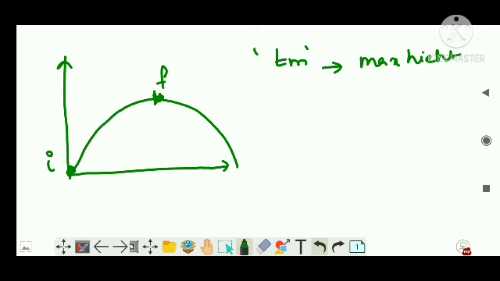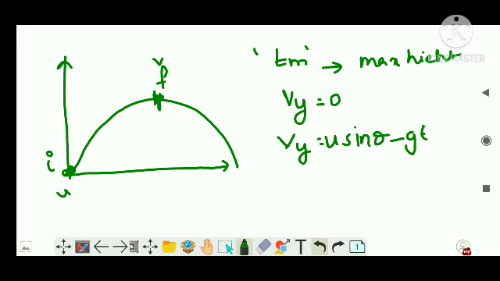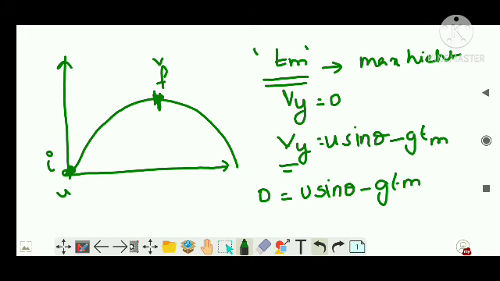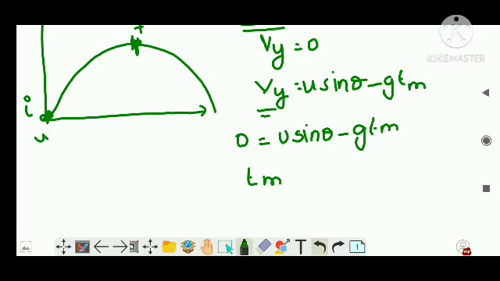Now what do you know about maximum height? At maximum height the vertical component of velocity is 0. For this scenario, the initial is here and the final is the maximum height. So the final velocity equation in the vertical direction is u sin theta minus gt, right? Here I'm going to name the time interval tm. So vy at the highest point is 0, that is u sin theta minus g tm. So I can write tm is equal to u sin theta by g.